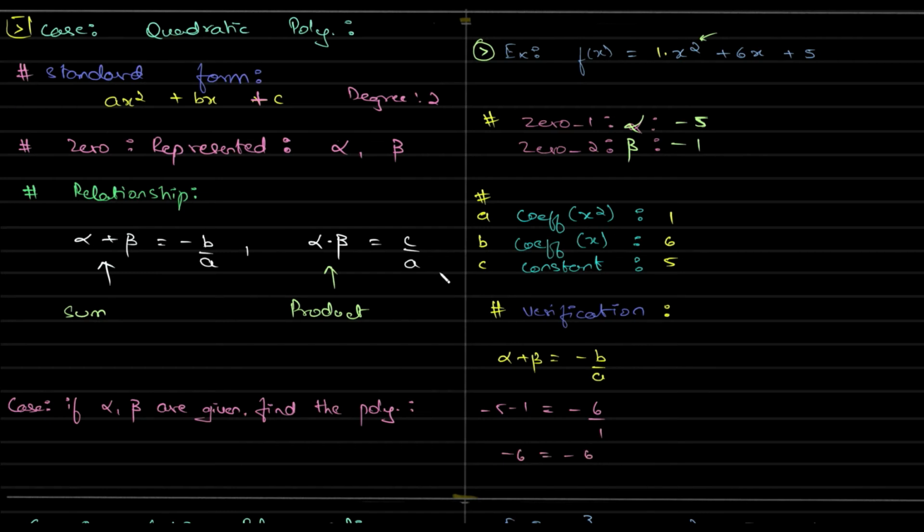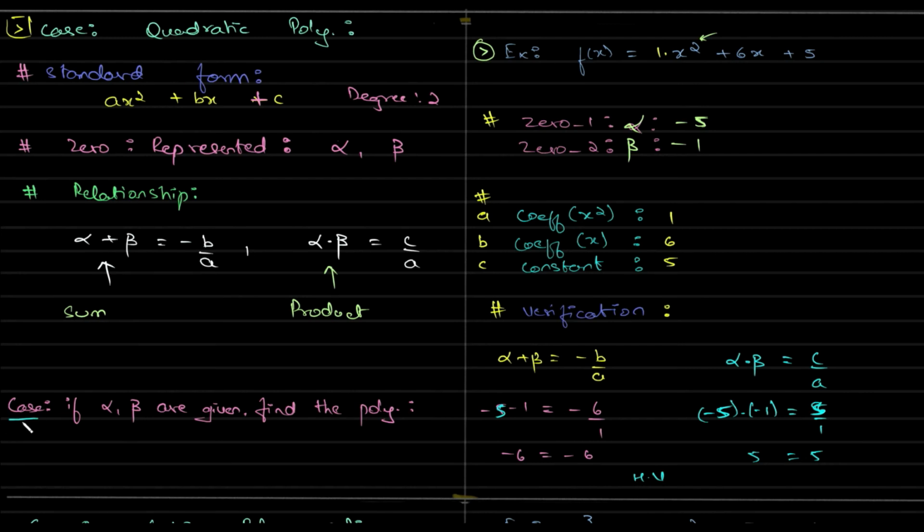Quite clear, right? Now alpha into beta is equal to c by a. That's what the relationship tells. Again, there is no derivation as of now. We just have to know this. So alpha is minus 5, beta is minus 1, c is 5 and a is 1. So we have 5 is equal to 5, right? So both the equations are true statements, hence verified.